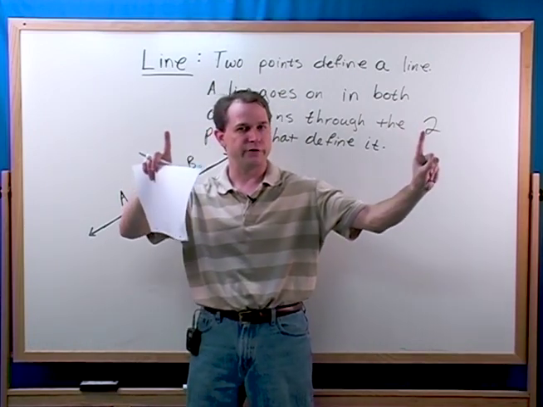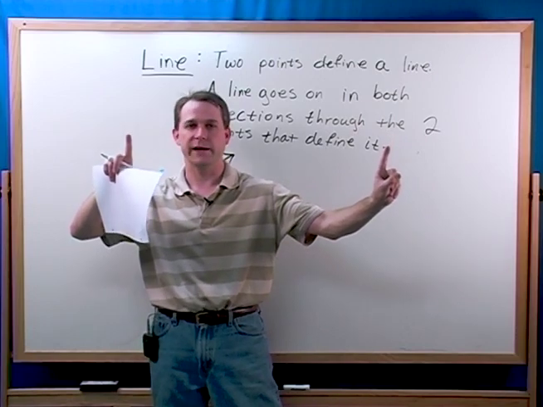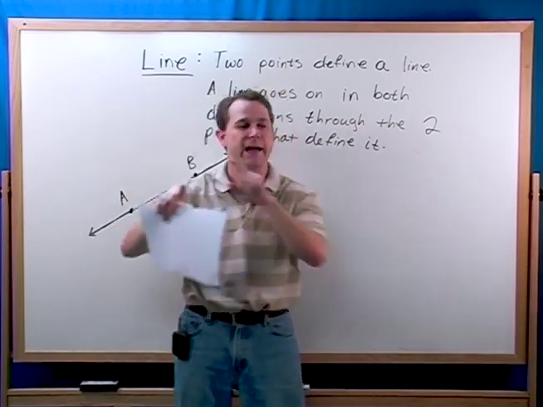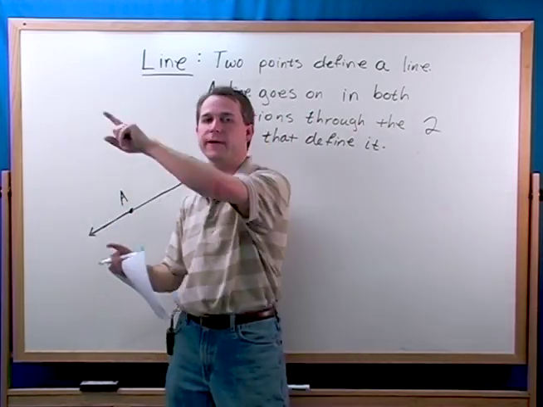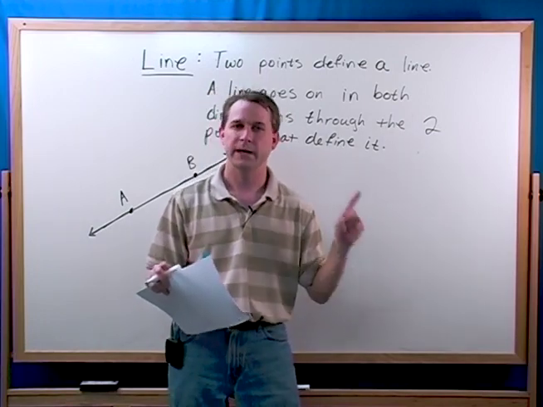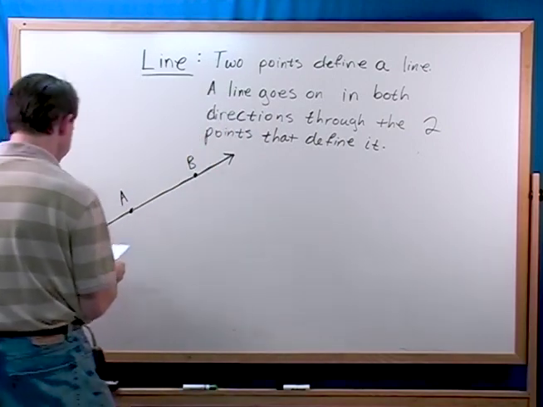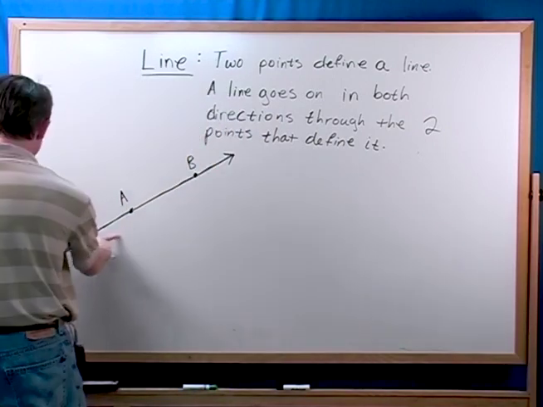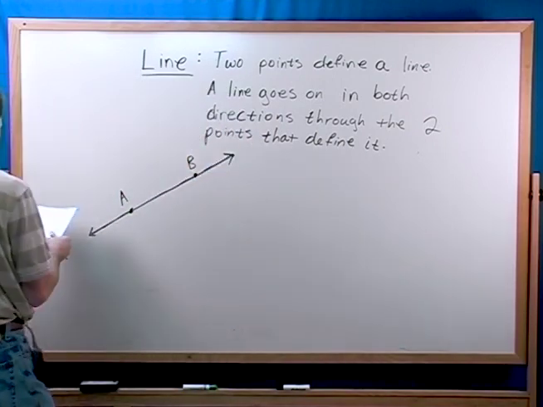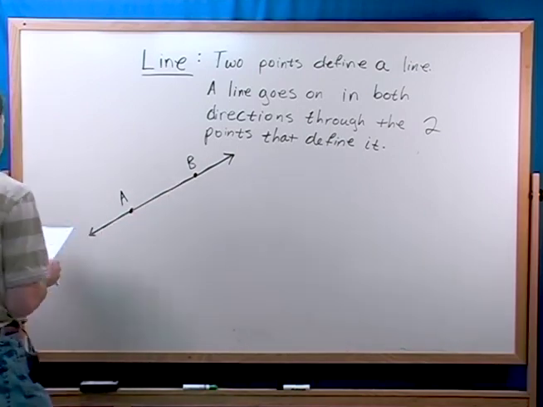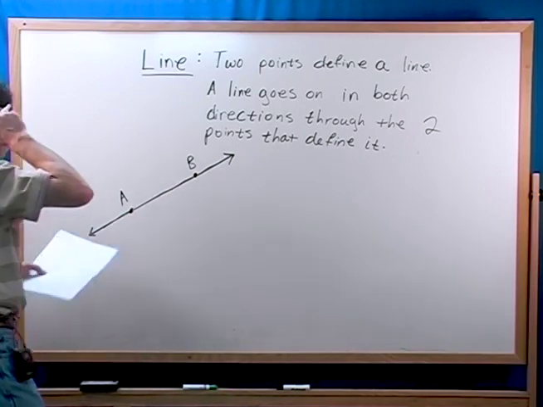And as long as I know those 2 points, I can take a ruler or a straight edge and draw a line through them, and then that line can just go on forever and ever and ever. As long as it goes through those 2 points, I've defined a line. So 2 points is all I need to define a line. Okay, so that's important. It goes on forever this way, it goes on forever this way, and these 2 points define the line. So how do you write this down?